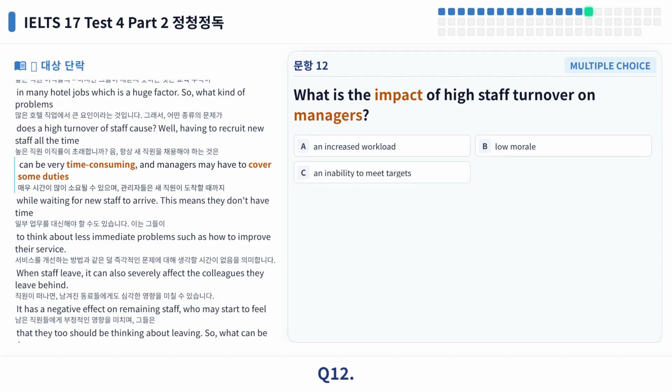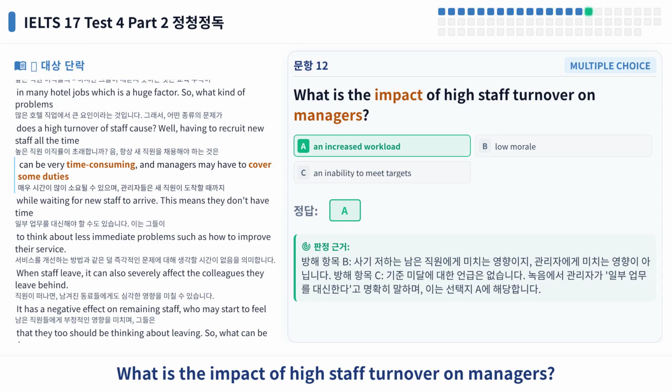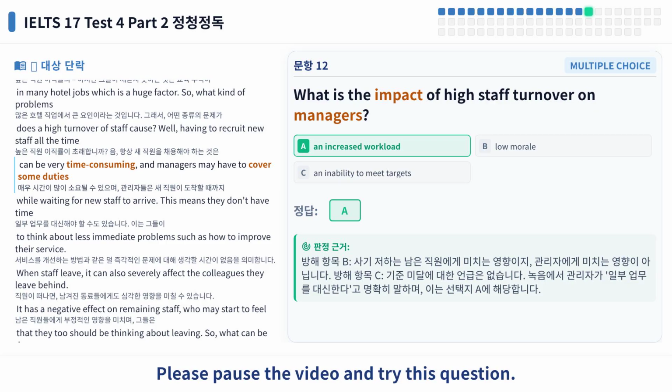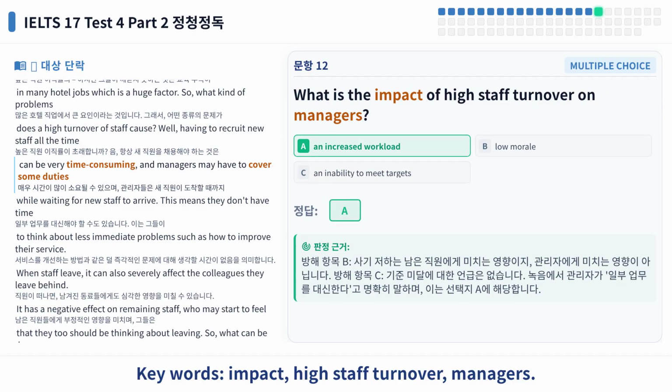Q12. What is the impact of high staff turnover on managers? A. They have to take on extra duties. B. Staff morale is low. C. They can't meet targets. Please pause the video and try this question. Keywords: impact, high staff turnover, managers. Expect to hear a description of how managers are affected.